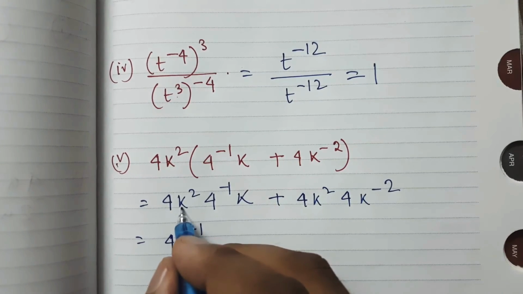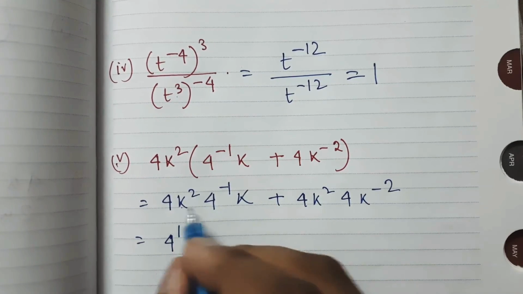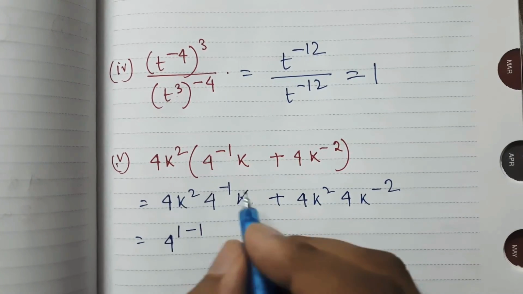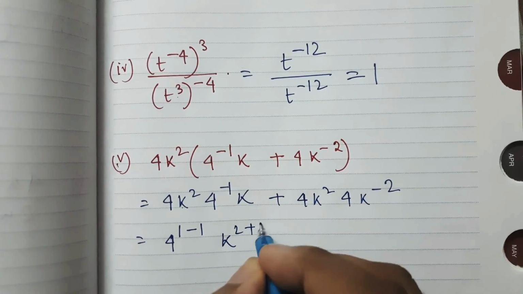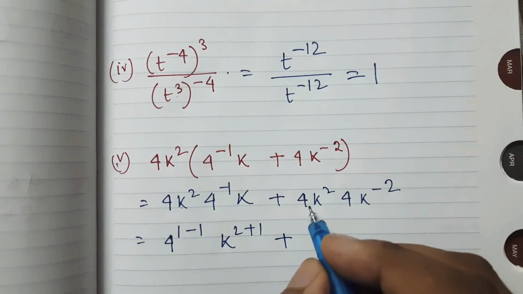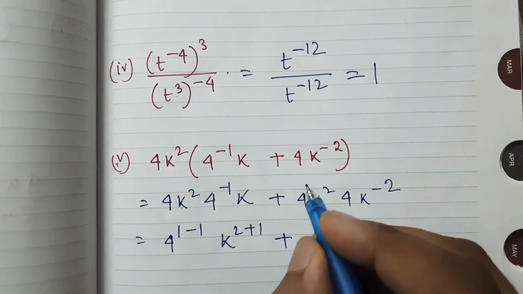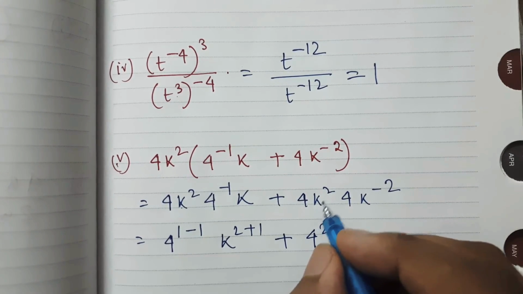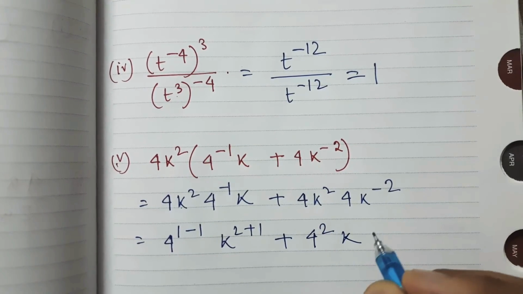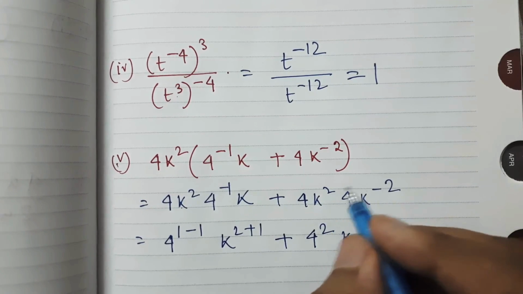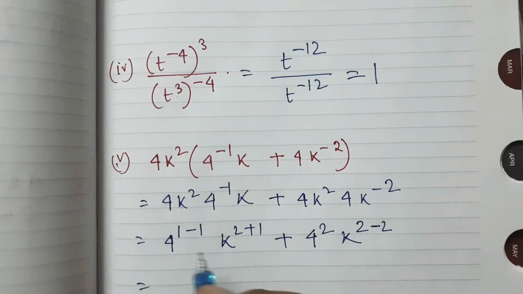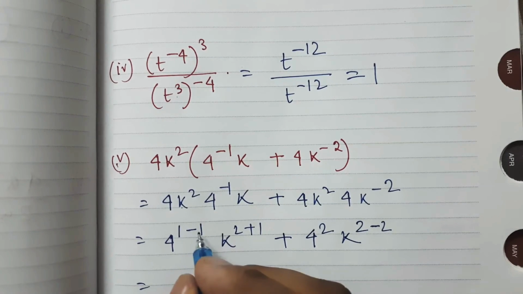Okay. And this k square and this k. So the base is the same, the exponents are different, 2 and 1. So again you can apply formula number 1. So 2 plus 1. Then here this 4 and this 4, 1 and 1. So 4 square. And then this k square and k to the power minus 2. So again formula number 1, 2 plus of minus 2. So 2 minus 2.